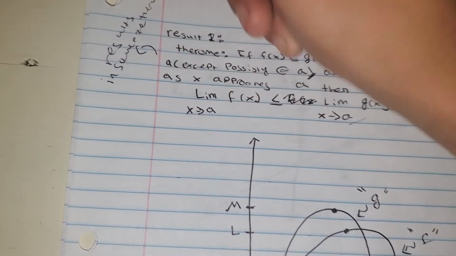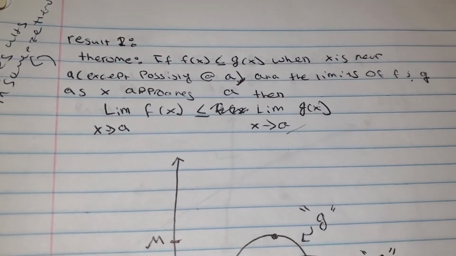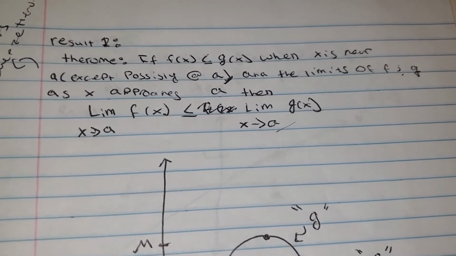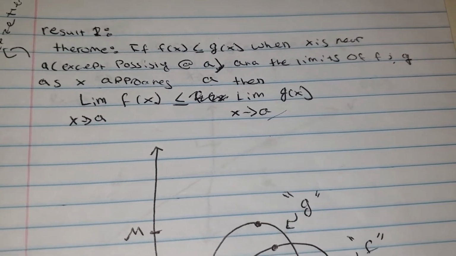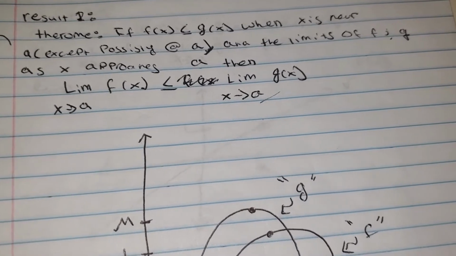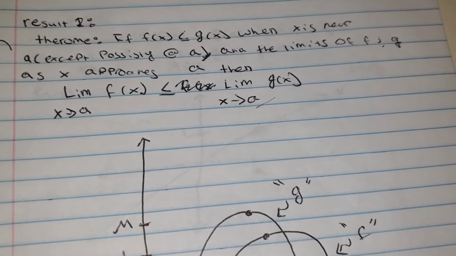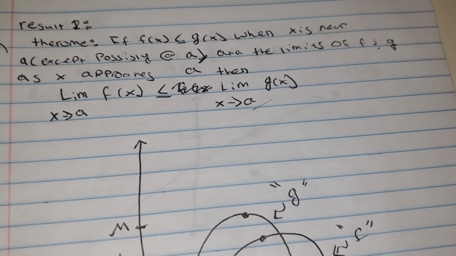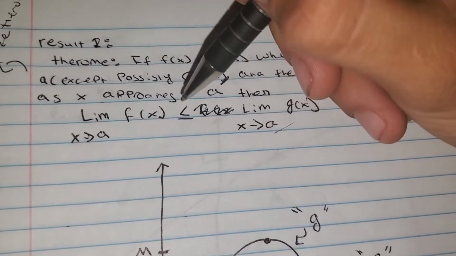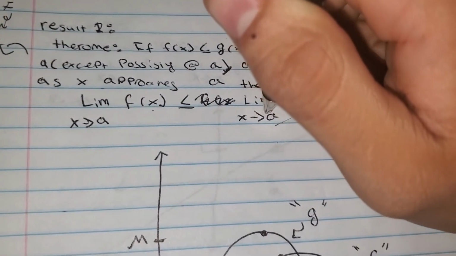All right, and that's a whole different can of worms. That's a very important tool when we can't find limits using algebra. And so what this theorem states is, if f of x is less than or equal to g of x when x is near a, except possibly at a, so not necessarily at a, but anywhere before it, and if the limits of f of x and g of x exist, then the limit of f of x is less than or equal to the limit of g of x.